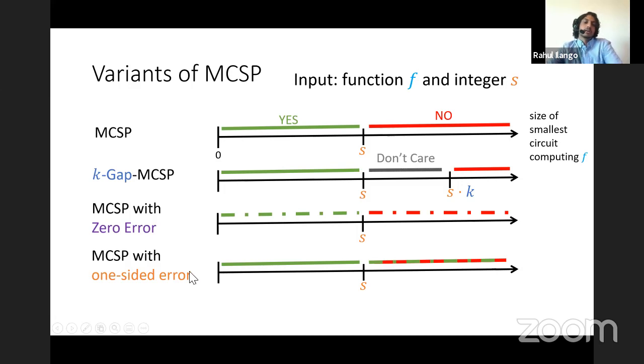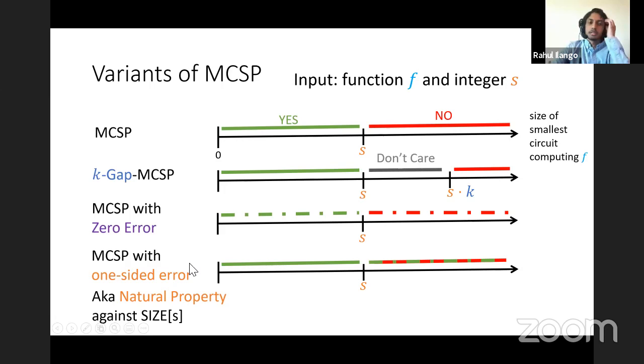The reason why I mentioned MCSP with one-sided error is that it relates pretty importantly to the theory of natural proofs and the natural proofs barrier. If you don't know what this means, it doesn't matter. But if you've heard the term natural property against size S, this is exactly what MCSP with one-sided error is. And this is one of the interesting connections the problem has.